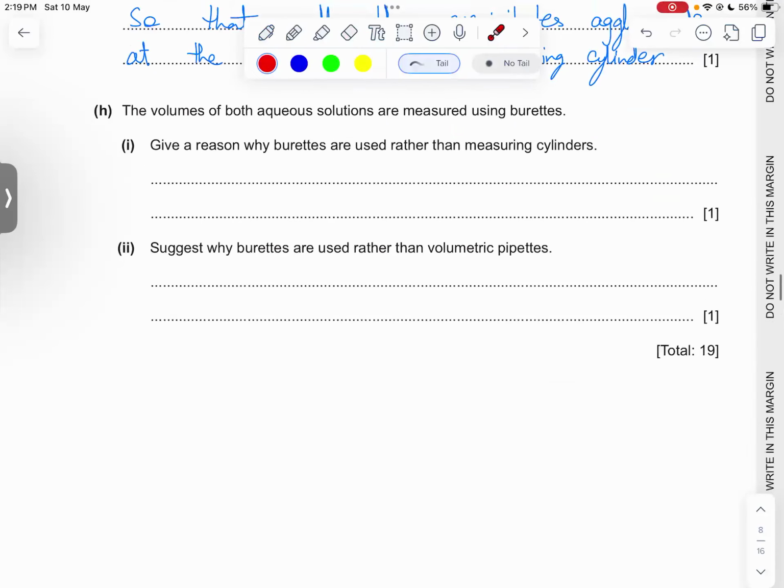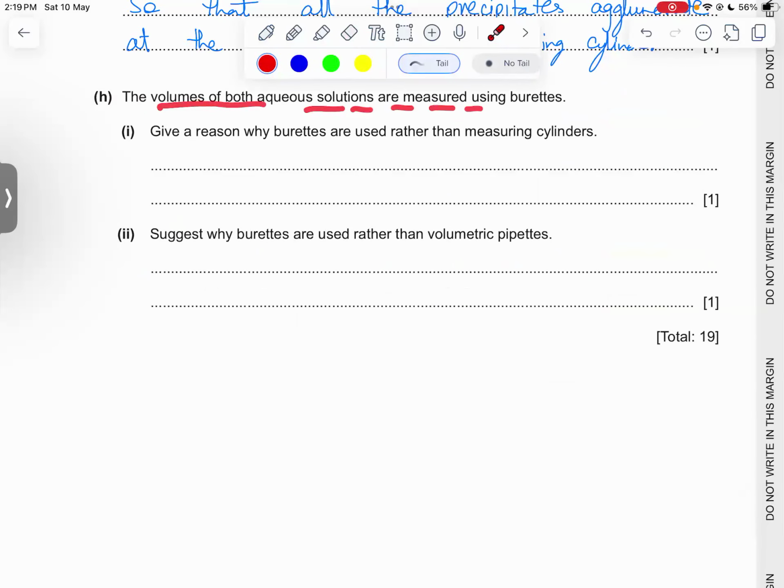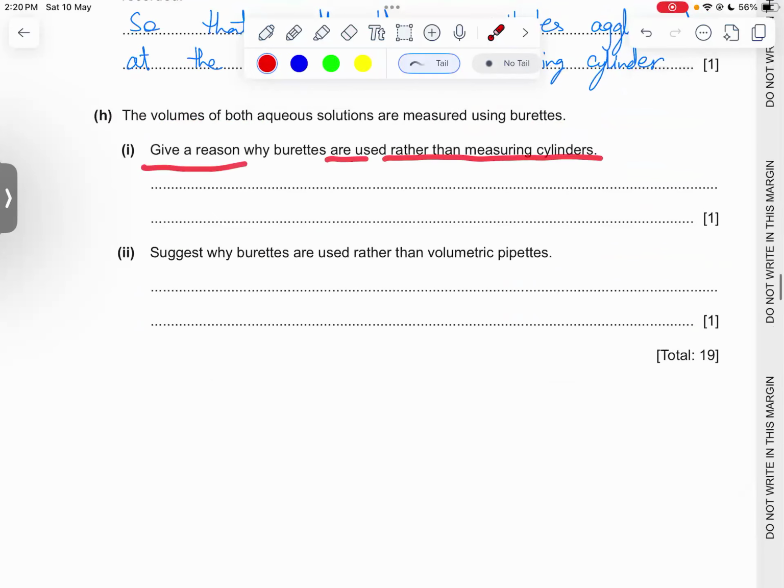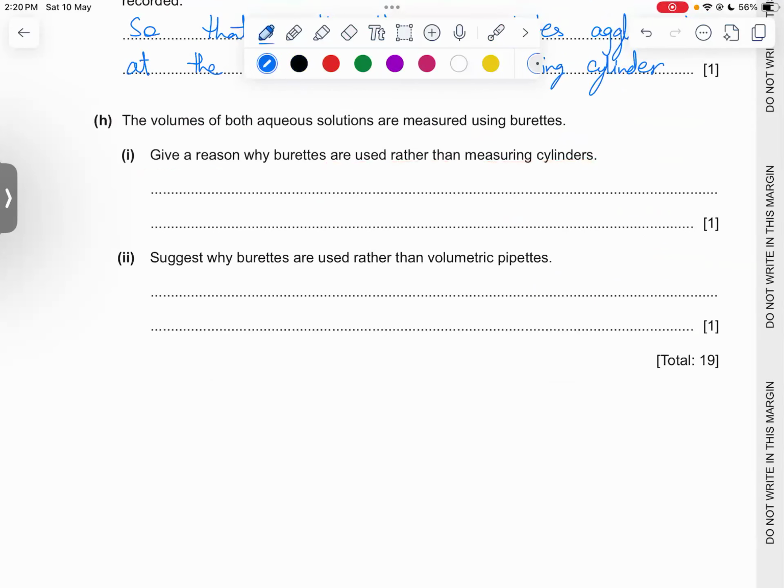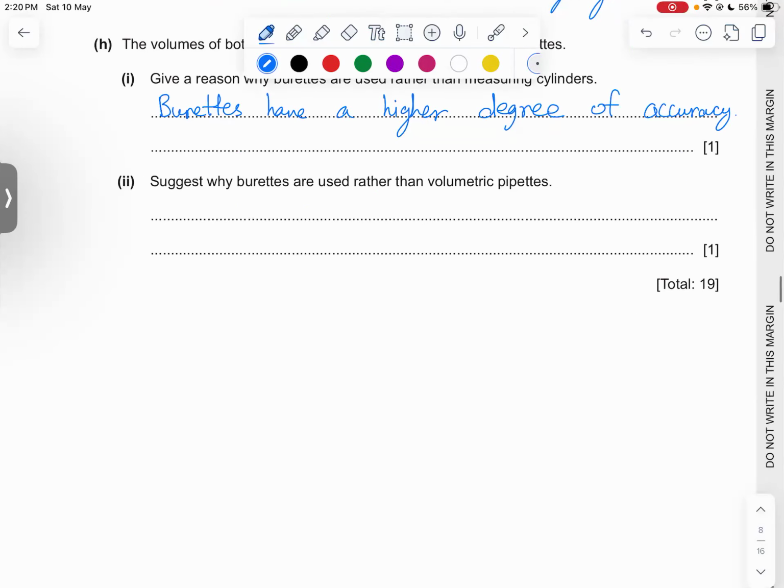All right. Next question. The volumes of both aqueous solutions are measured using burettes. Give a reason why burettes are used rather than measuring cylinders. Why do we use burettes rather than measuring cylinders? Because burettes have a higher degree of accuracy, right? So we will say burettes have a higher degree of accuracy.